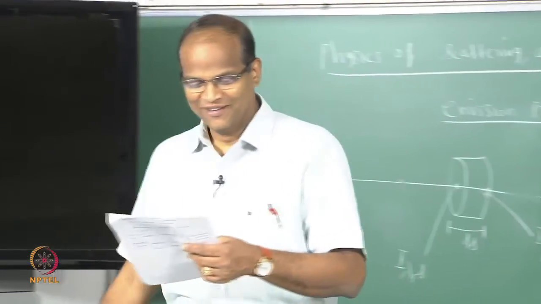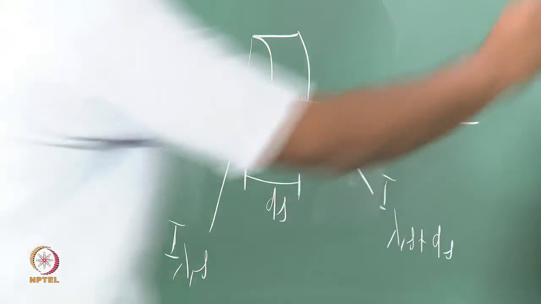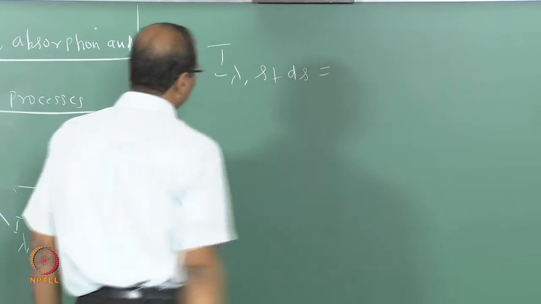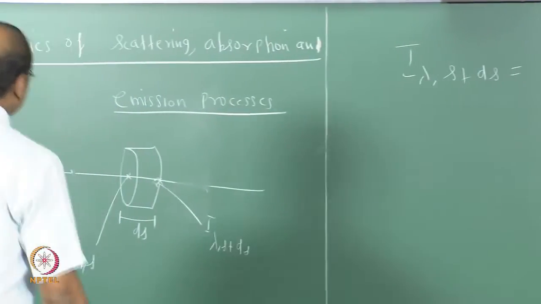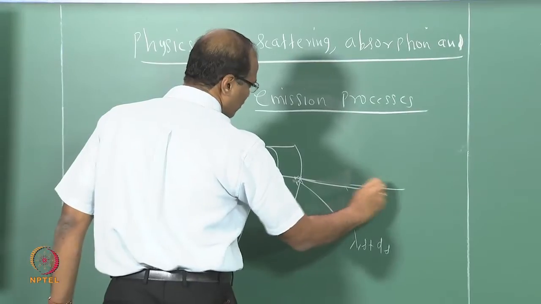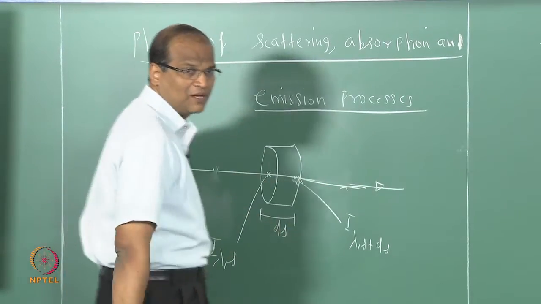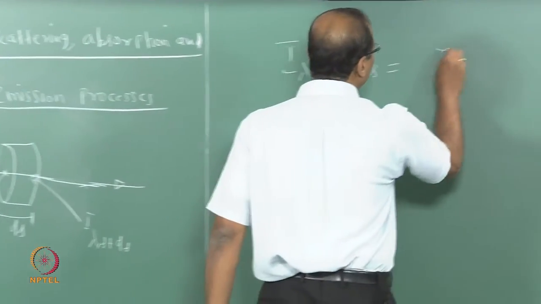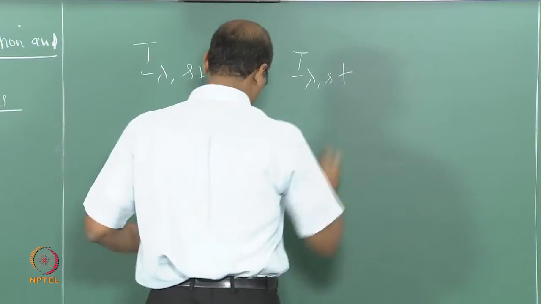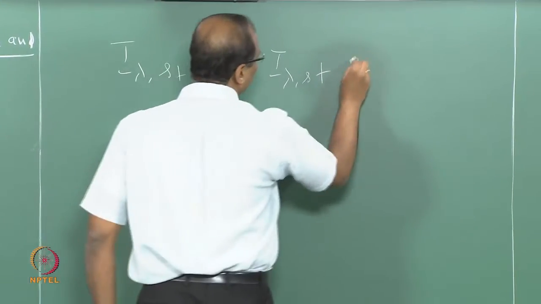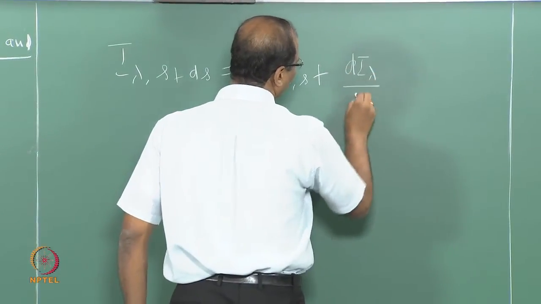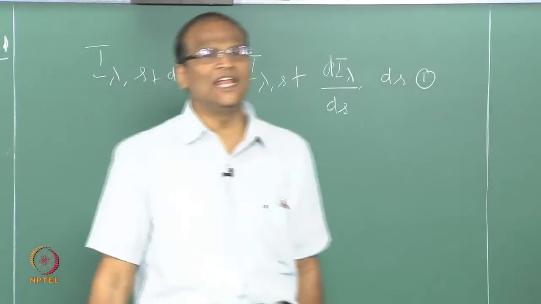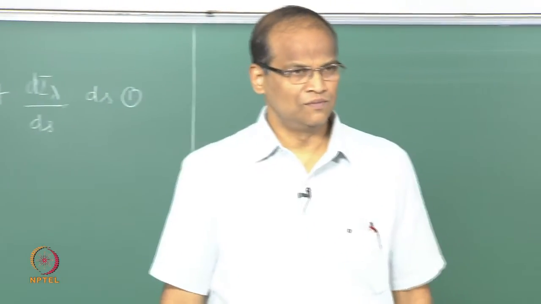Now, the I lambda, the intensity which is coming out, this is the direction of the radiation. Oh, this is badly drawn, no? You draw a straight line properly, so that whatever is coming out of the control volume is equal to whatever is entering plus the change, from a simple Taylor series, neglecting higher order terms.